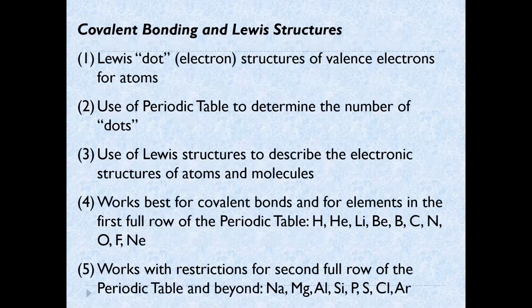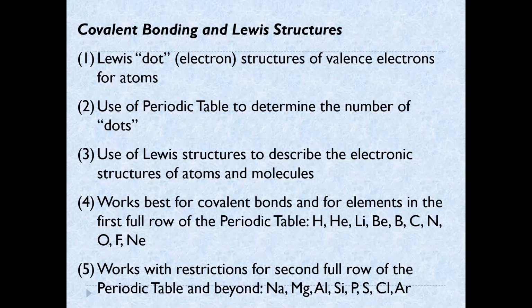So in drawing covalent Lewis structures, we use what we call dots. And that dot, like I said, is only applicable to the valence electrons. So the dots, for example, sodium will have 1 dot. So let me ask you now, for calcium, how many dots will calcium have?